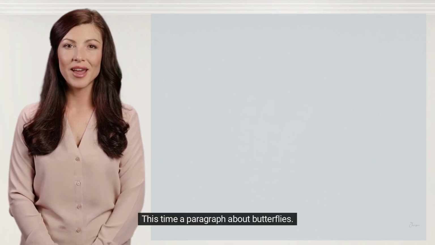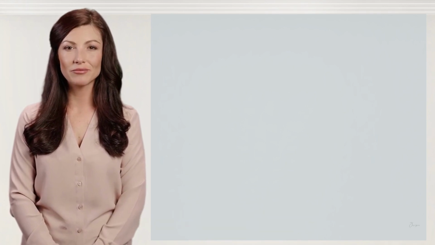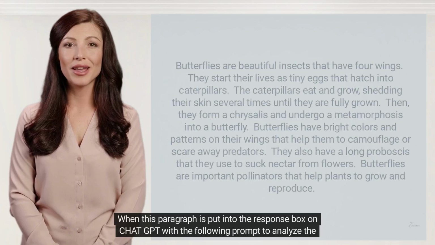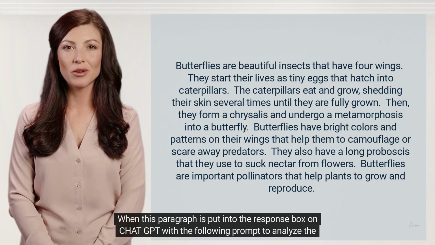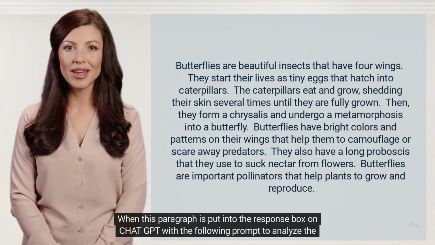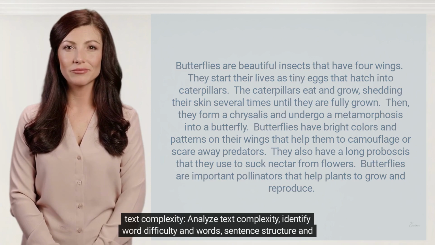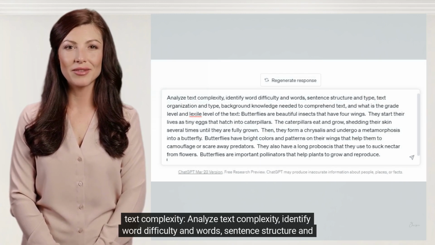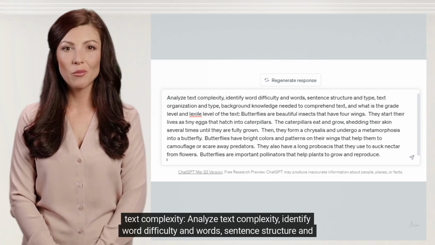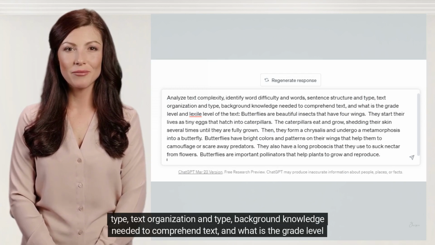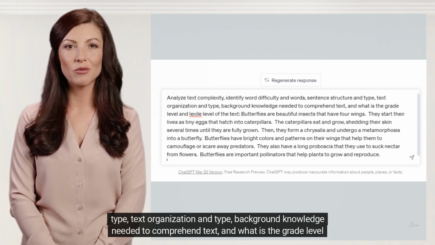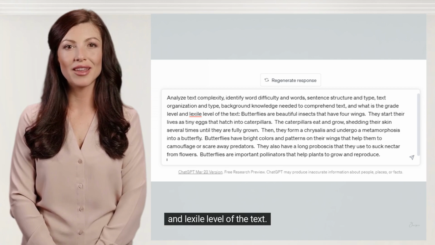Let's practice analyzing the text complexity of another piece of text, this time a paragraph about butterflies. When this paragraph is put into the response box on ChatGPT with the following prompt: Analyze text complexity. Identify word difficulty and words, sentence structure and type, text organization and type, background knowledge needed to comprehend text, and what is the grade level and Lexile level of the text.